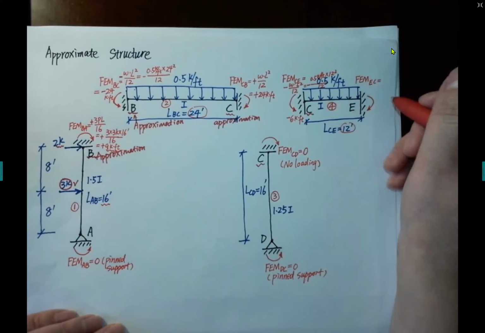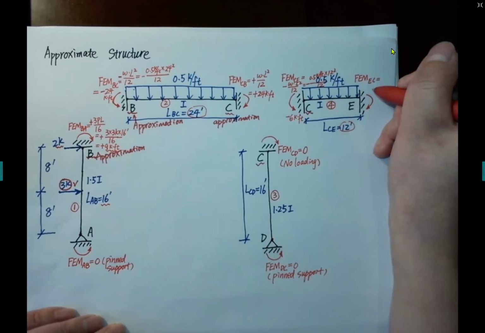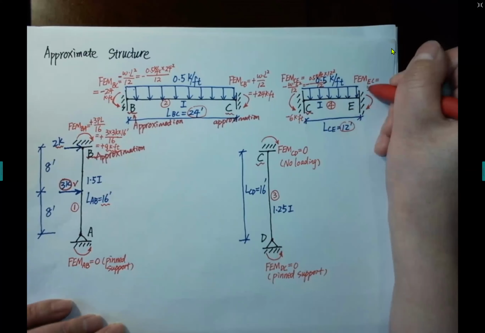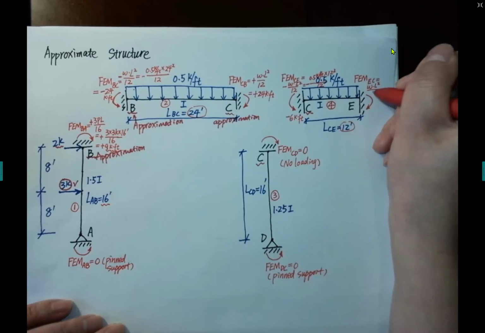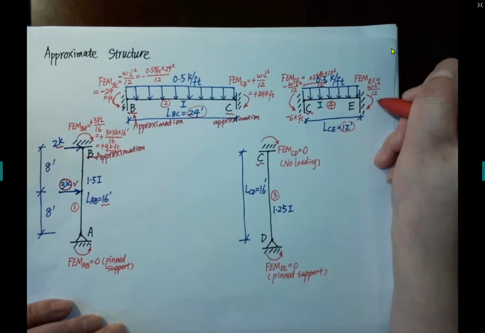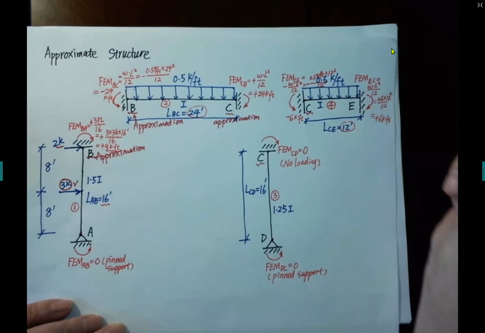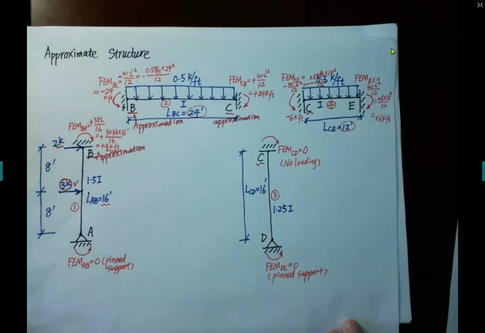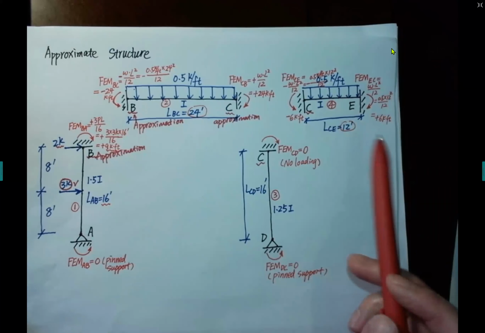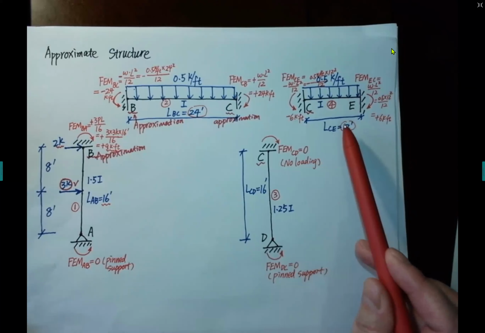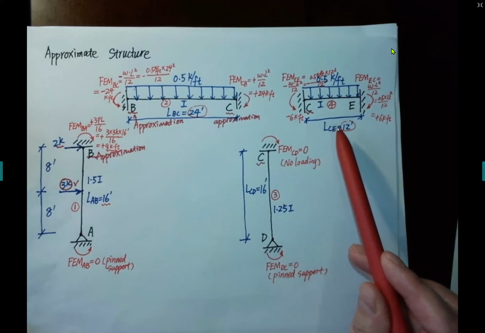On the E side, clockwise, so it's positive WL squared over 12, and that equals 0.5 times 12 squared over 12, which equals positive 6 kip-feet. Then we're done with the fixed end moment for member four.